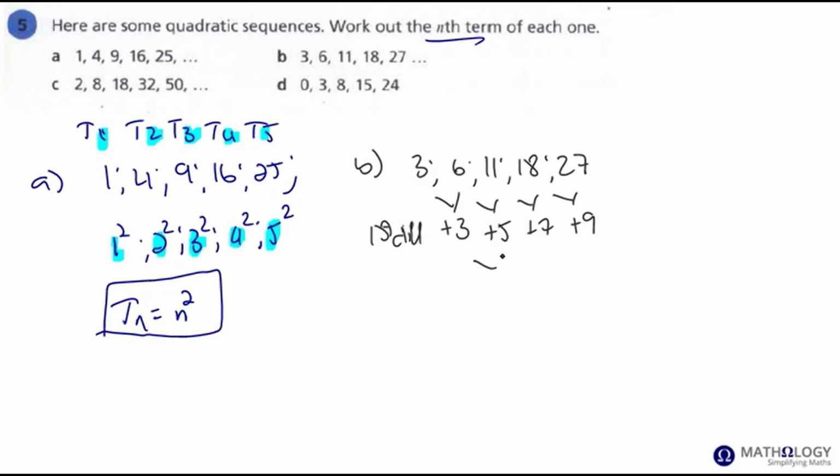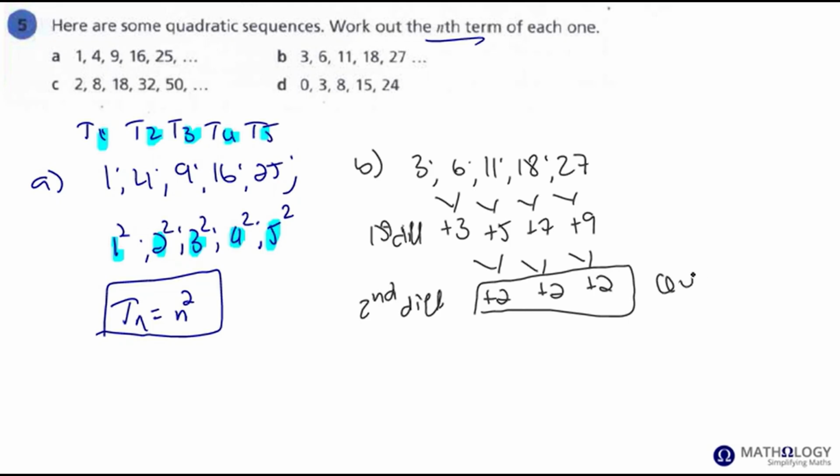Okay, so we have to do the second difference. So 3 plus 2 is 5, 5 plus 2 is 7, 7 plus 2 is 9. Now the second difference, we have a common second difference, right? So this is a quadratic sequence.